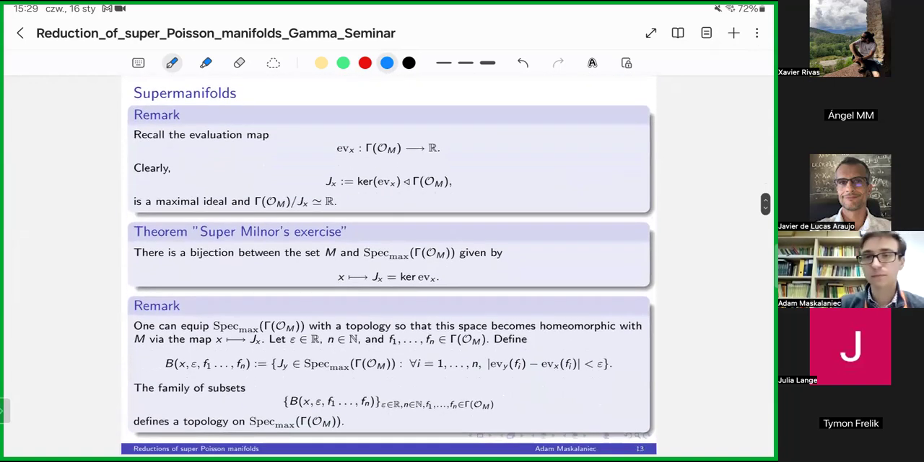Adam, could you comment briefly on the canonical example of a supermanifold given by the Batchelor-Gawedzki theorem?